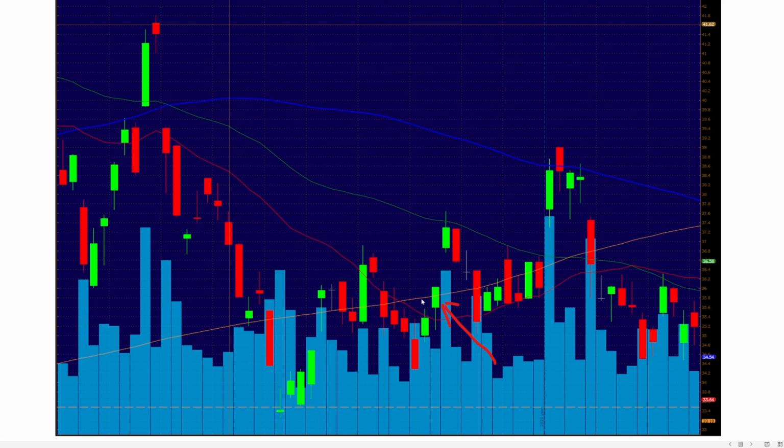The 21-day, at least in the short term here, is starting to bottom. The 50-day is headed down. The 100-day is headed down. So if you're a long investor and you see a moving average turn up like this, then you take a shot at it. And this is a great case.